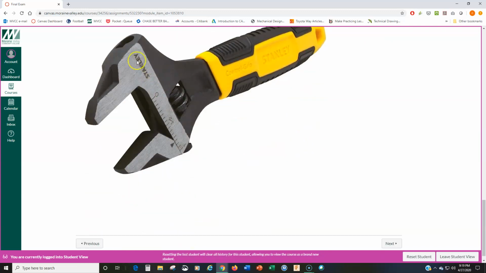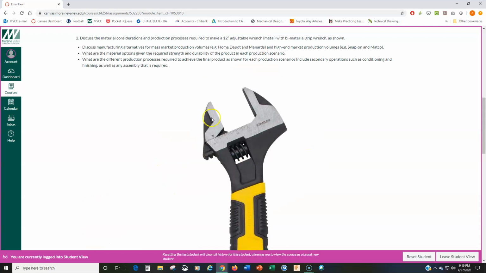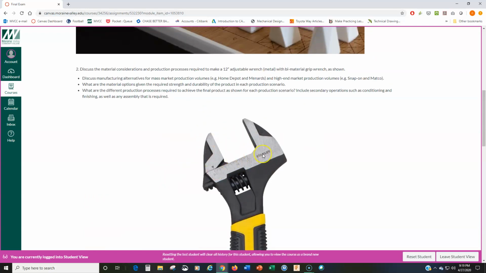Okay, so ignore the fact that this is actually a Stanley wrench, but let's just say, in fact, I found other wrenches that look just like this that aren't made by Stanley. So Stanley probably just engraves their name on it. This is probably a pretty standard wrench that you can buy and put your own name on it.